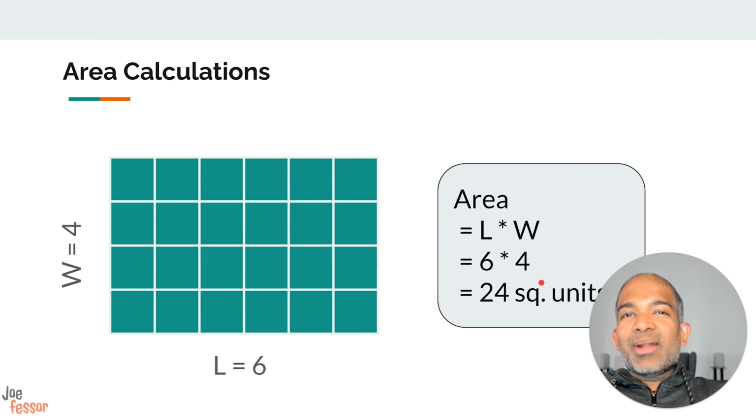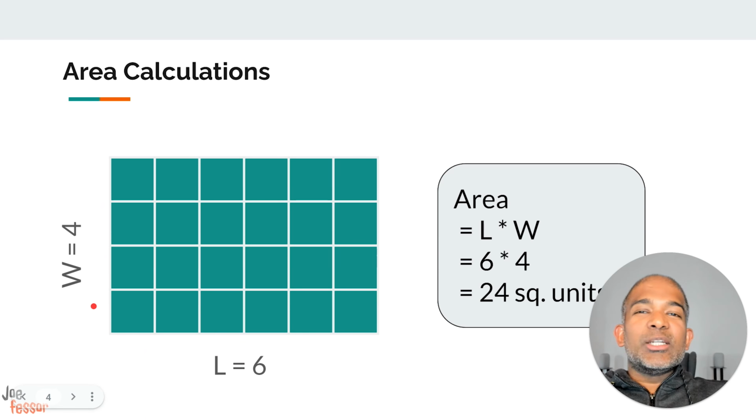Let's dive into our first area calculation, the rectangle. The length is the horizontal distance across and the width is the vertical distance. The area tells us the total amount of space this rectangle covers.